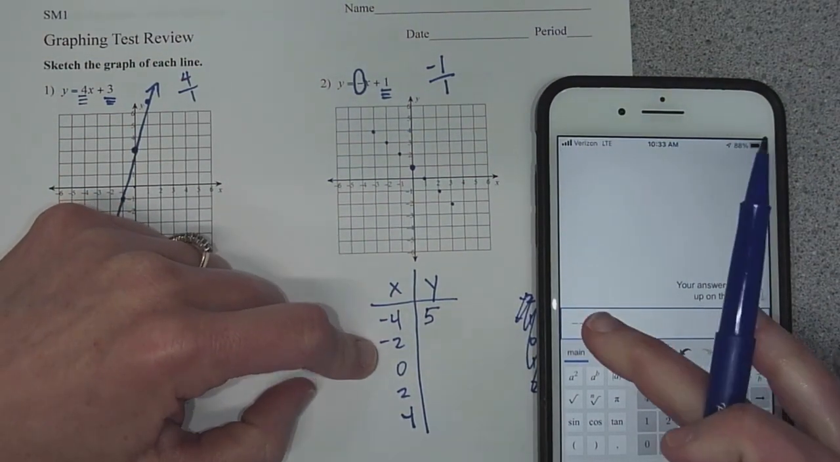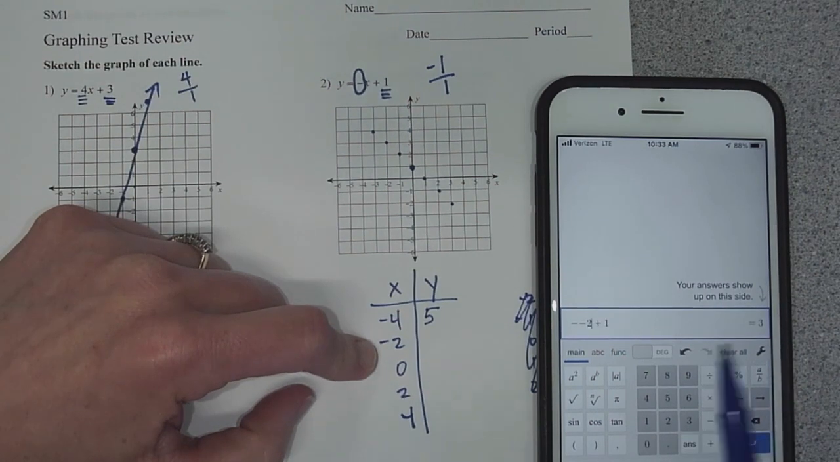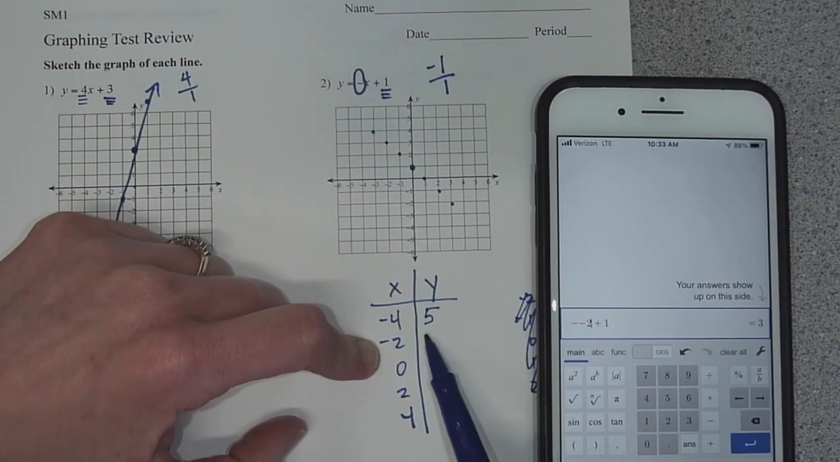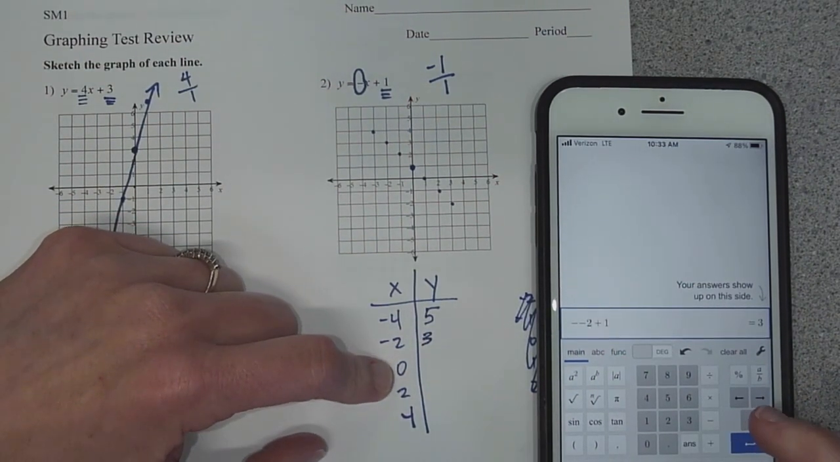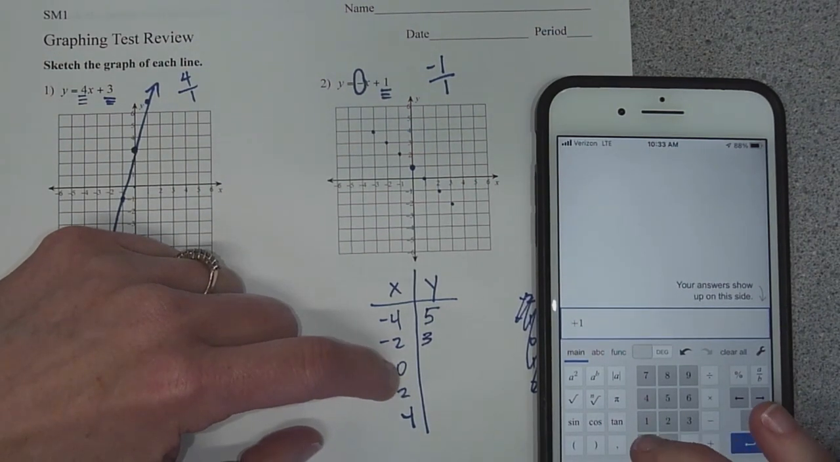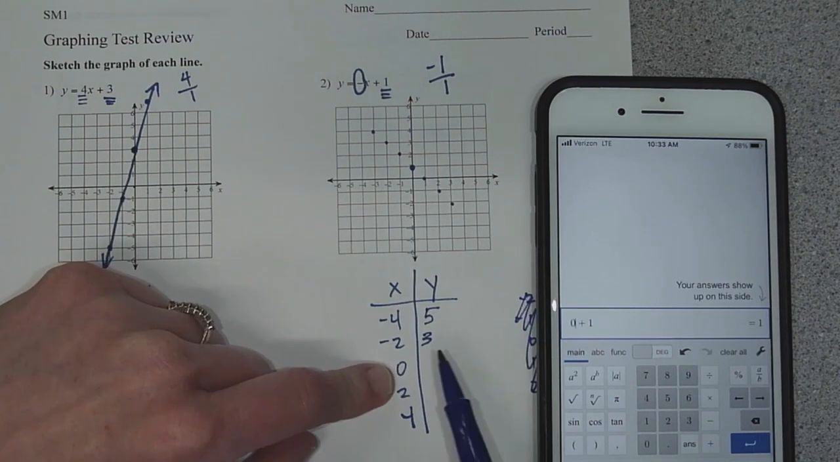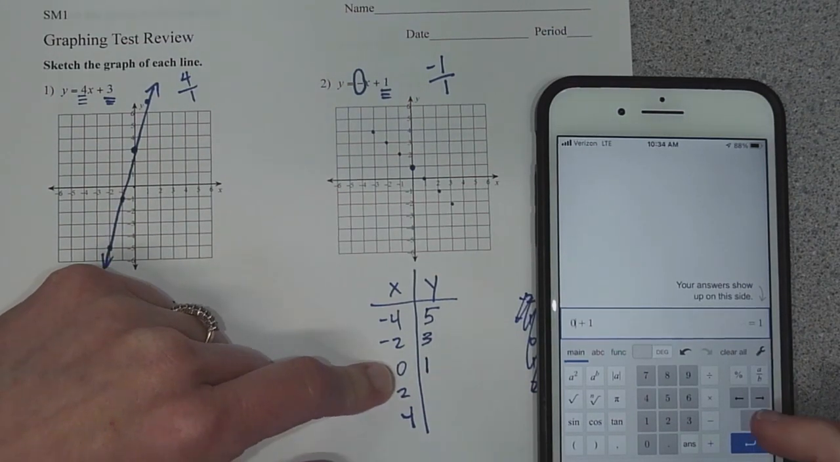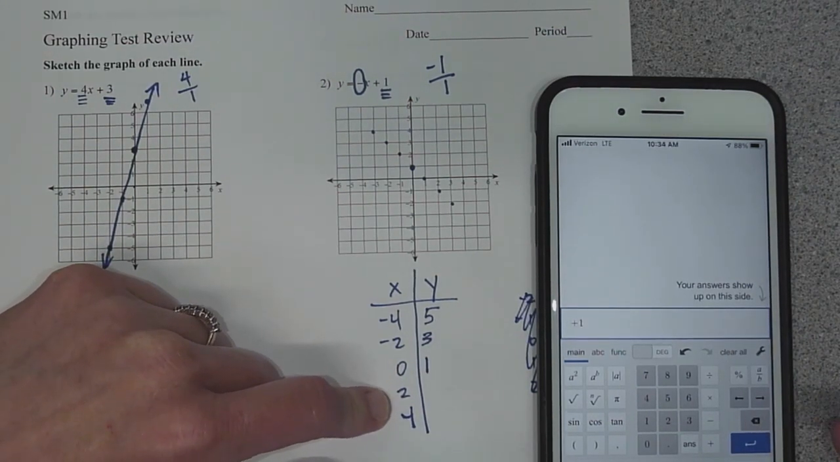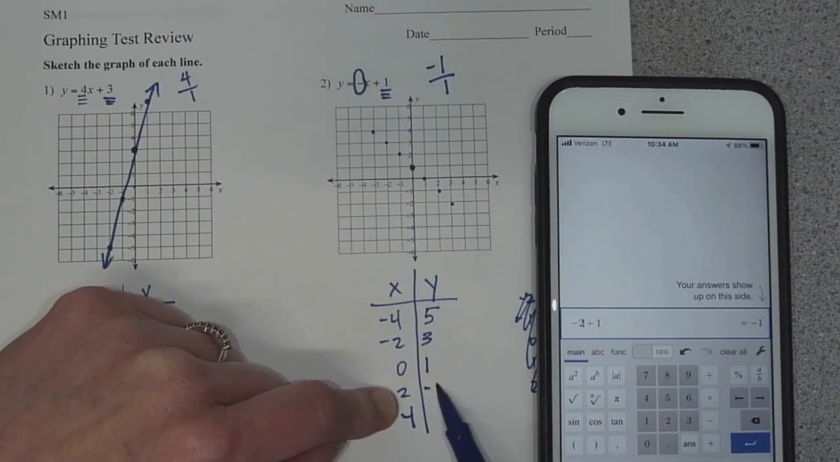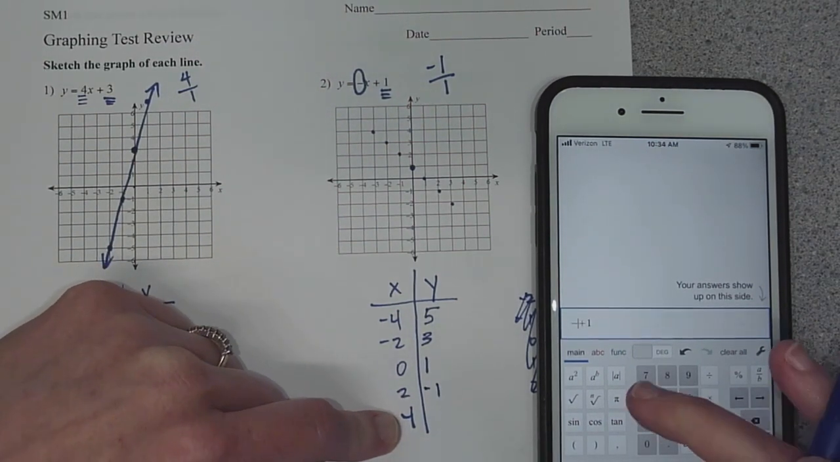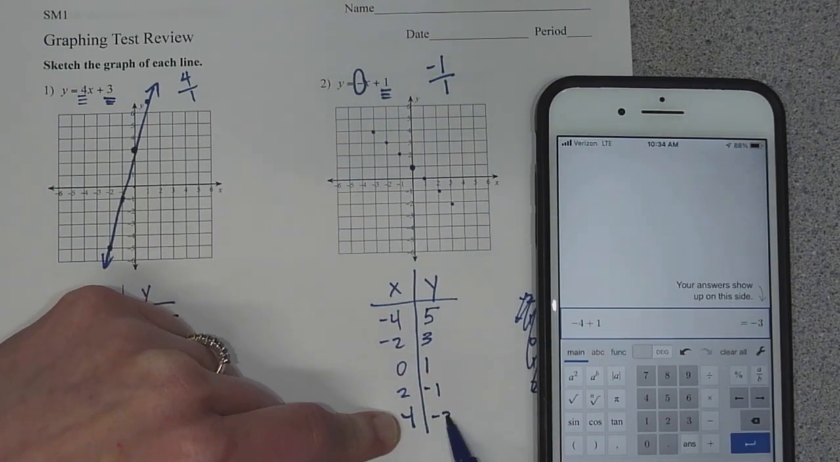Okay, now let's change the x value to a -2. So I have a negative 2 plus 1 gives me 3. Now let's change the x value to a 0. -0. There's no such thing as -0, so it's just going to be like that. And then now I need to change it to a 2, so -2 plus 1 is -1. And now change it to a 4. -4 plus 1 is -3.